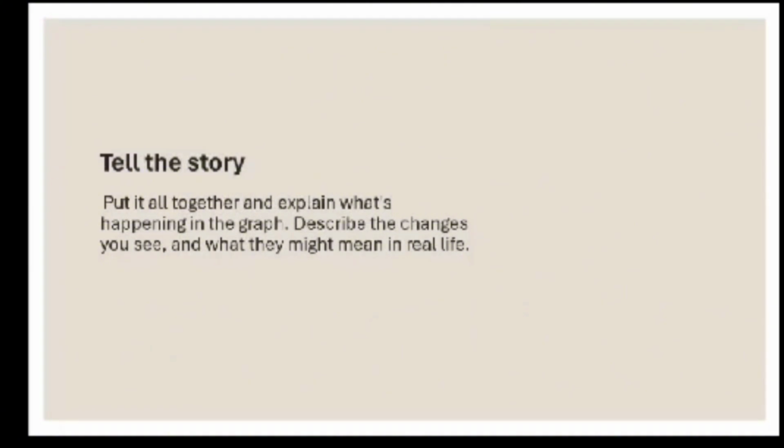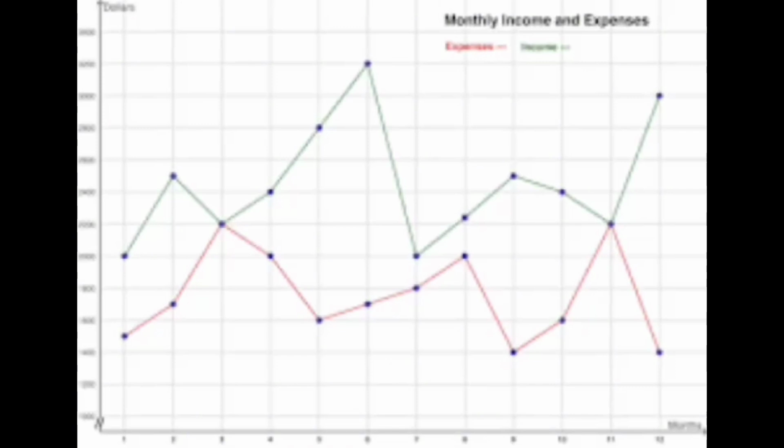Then fifth, tell the story. Put it all together and explain what's happening in the graph. Describe the changes you see and what they might mean in real life. Interpreting a broken line graph is like reading a simple story about how things change over time.